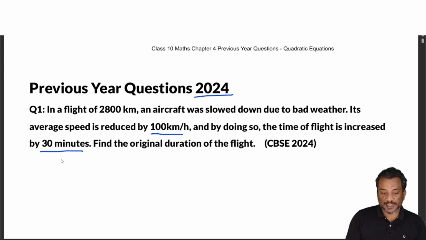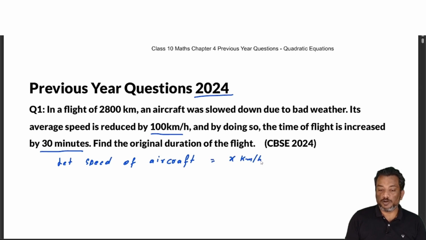First we will say, let the speed of the aircraft be x kilometer per hour. Okay, so this is the speed that we take when the weather was good. In the same way, distance is given, how much? Distance is given as 2800 kilometers.